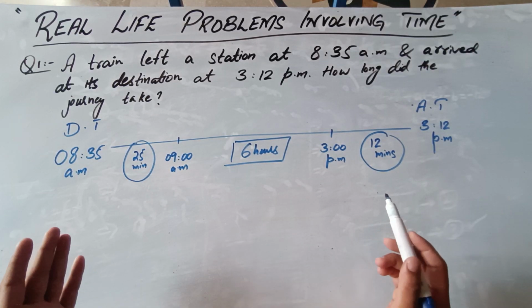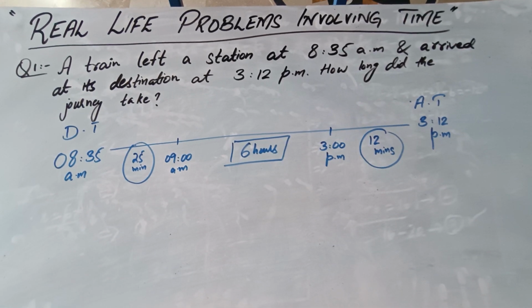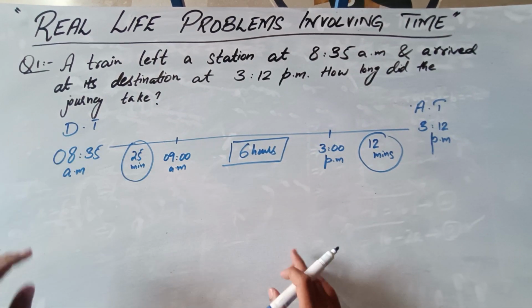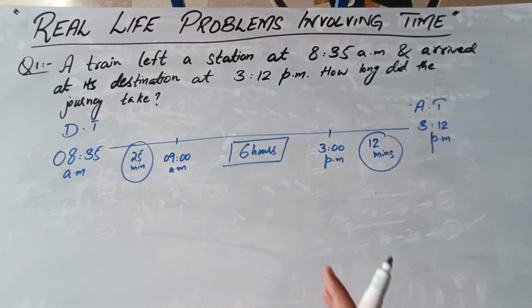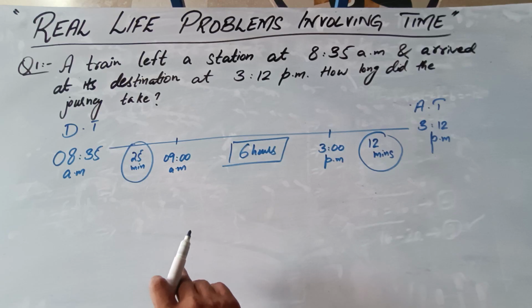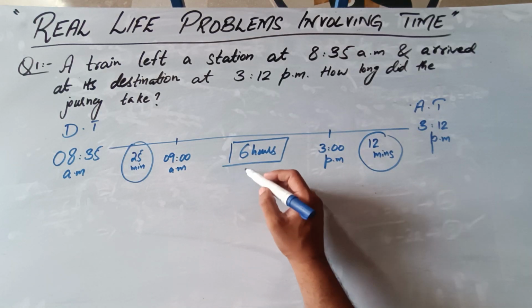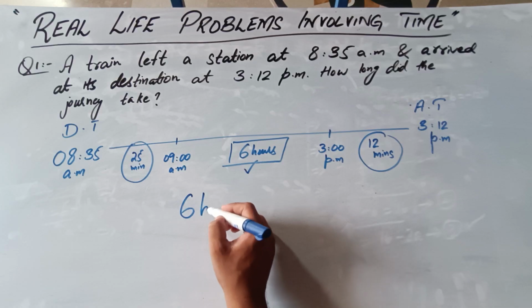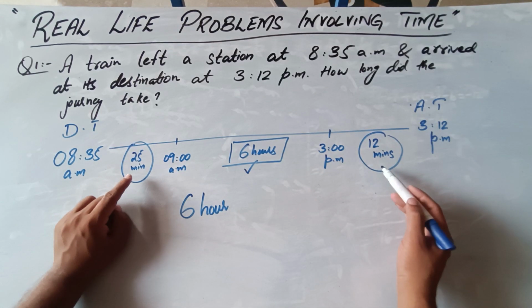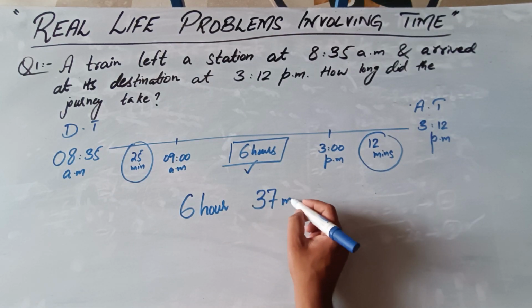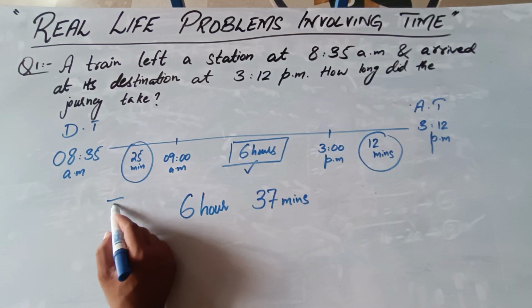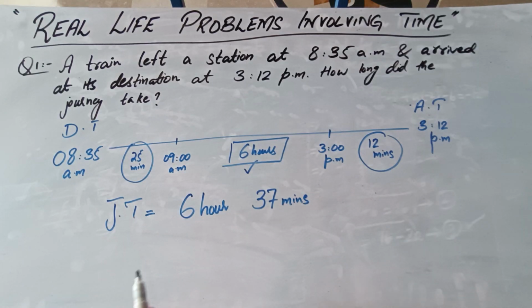Journey time is the time which the train has taken to complete the journey. Departure time is the time when the train leaves its station, and arrival time is the time at which the train arrives at its destination. So how to calculate journey time? We have added 6 hours, and now add minutes to minutes. 25 plus 12 is 37 minutes. So this is the journey time of the train. The train took 6 hours and 37 minutes to complete its journey.